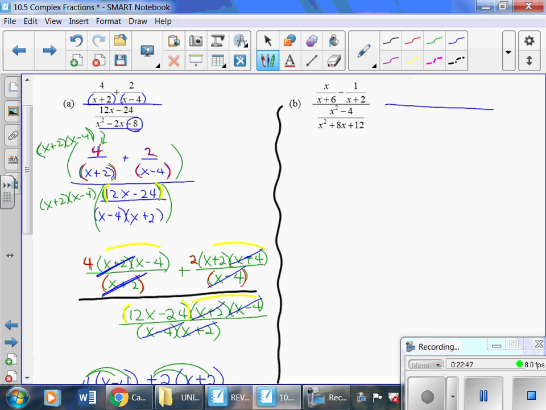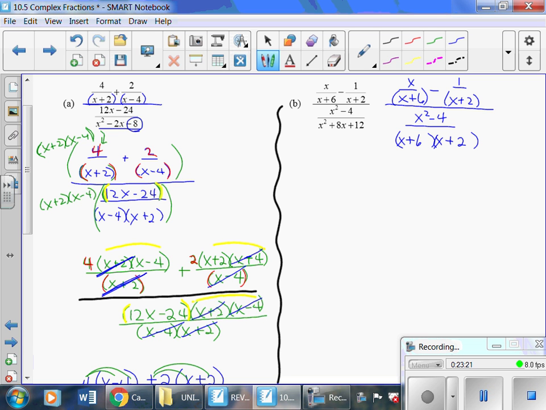Here's our big fraction bar. We have x over x plus 6 minus 1 over x plus 2. And again, I like to put these in parentheses to remind myself they are protected. All right, now in my denominator, I have x squared minus 4 over, and now I'm going to factor this. And we have x squared plus 8x plus 12, so I have x in my first position. I know they're both positive because I'm looking for two numbers that multiply to 12 but add to give me 8, which is 6 and 2.